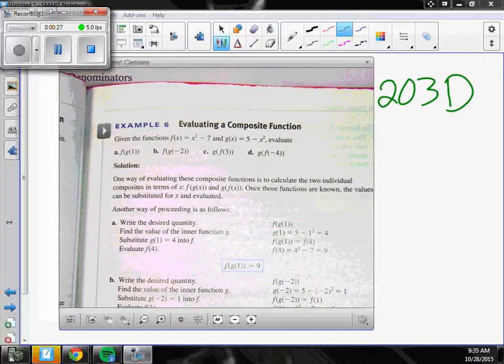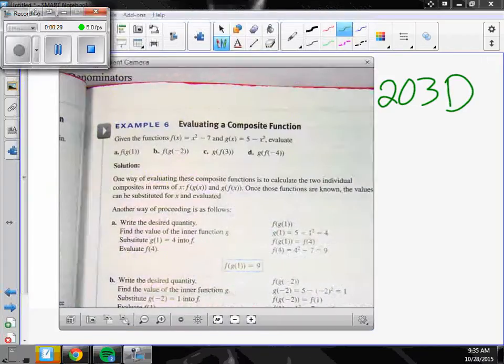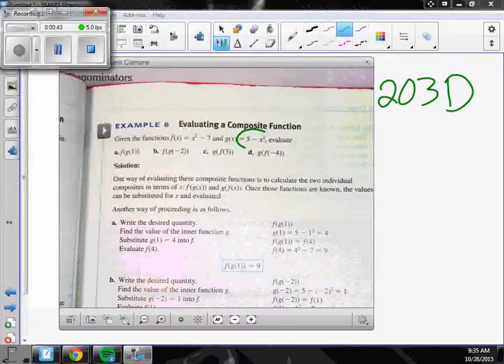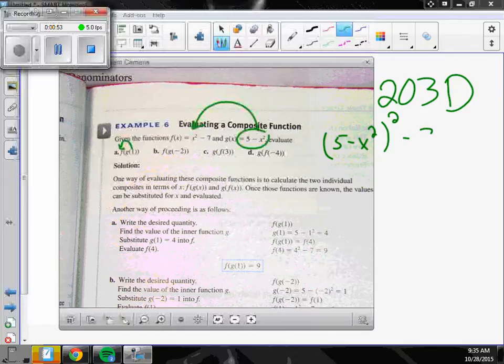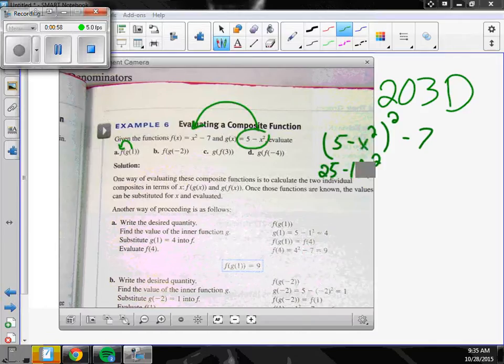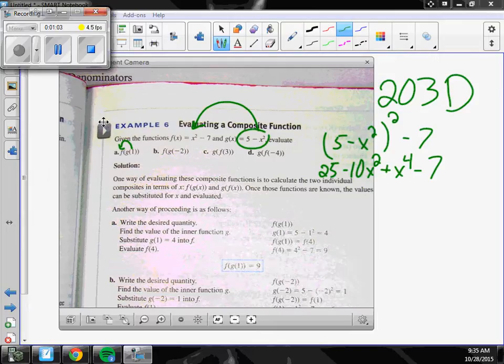so we have example 6, which says, given the functions f of x is x squared minus 6, and g of x is 5 minus x squared, evaluate. So what is f of g of 1? So that means I'm going to put function g into f. Let's stick this in here. So 5 minus x squared to the second minus 7, which is 25 minus 10x squared plus x to the fourth minus 7. Now I have to put in 1.